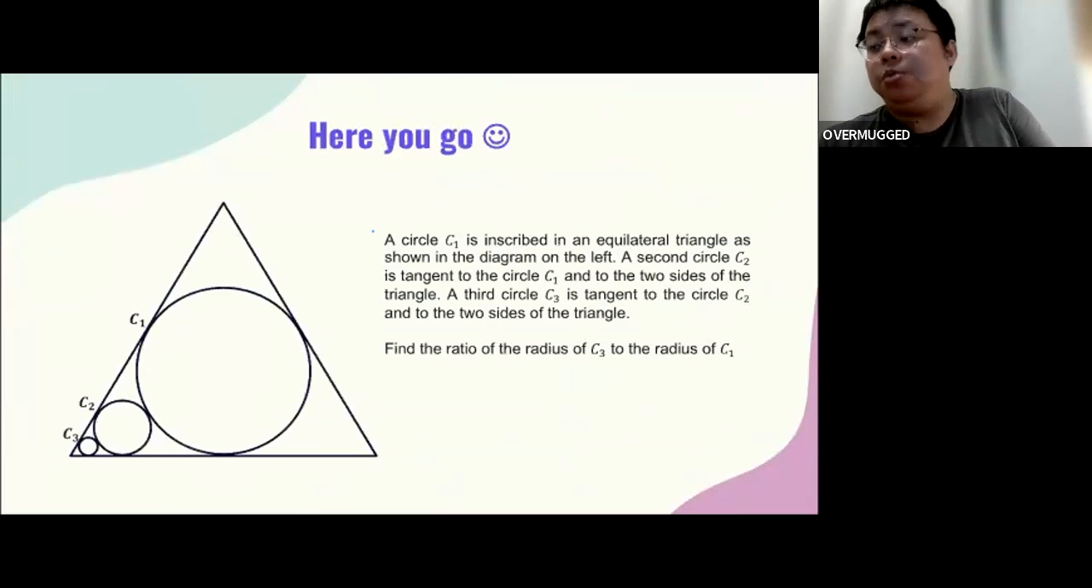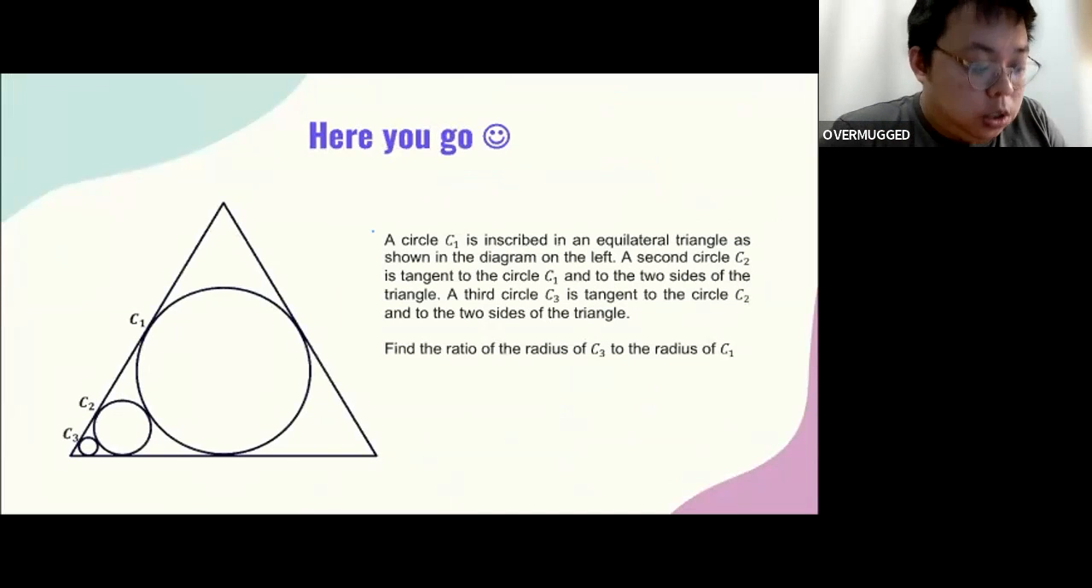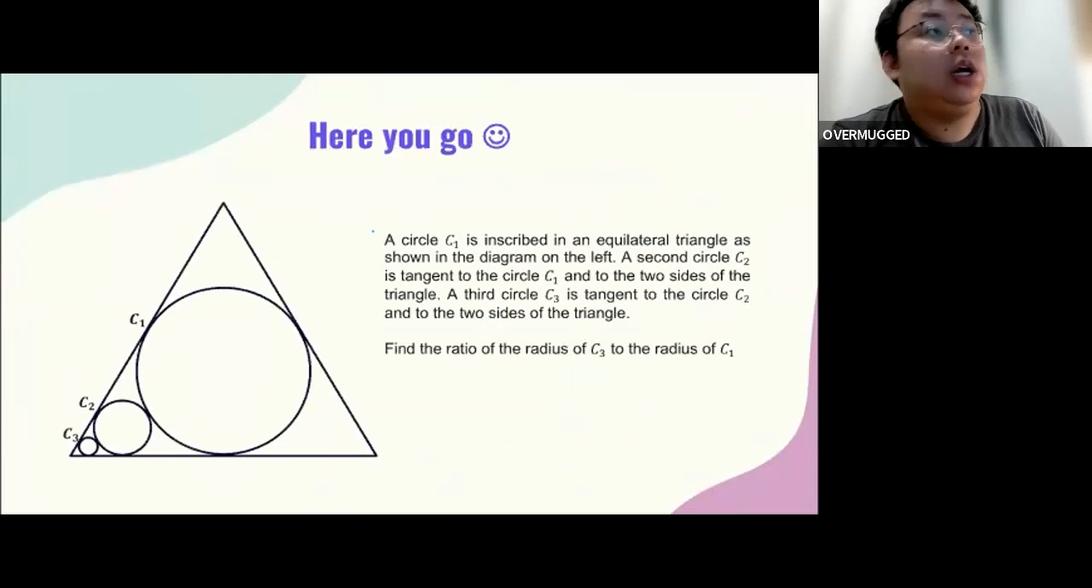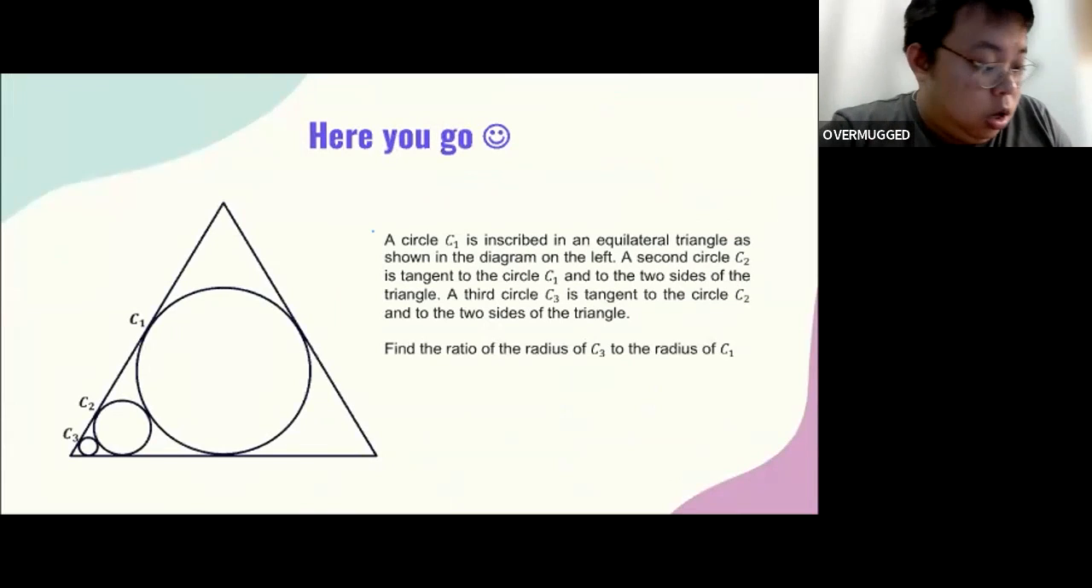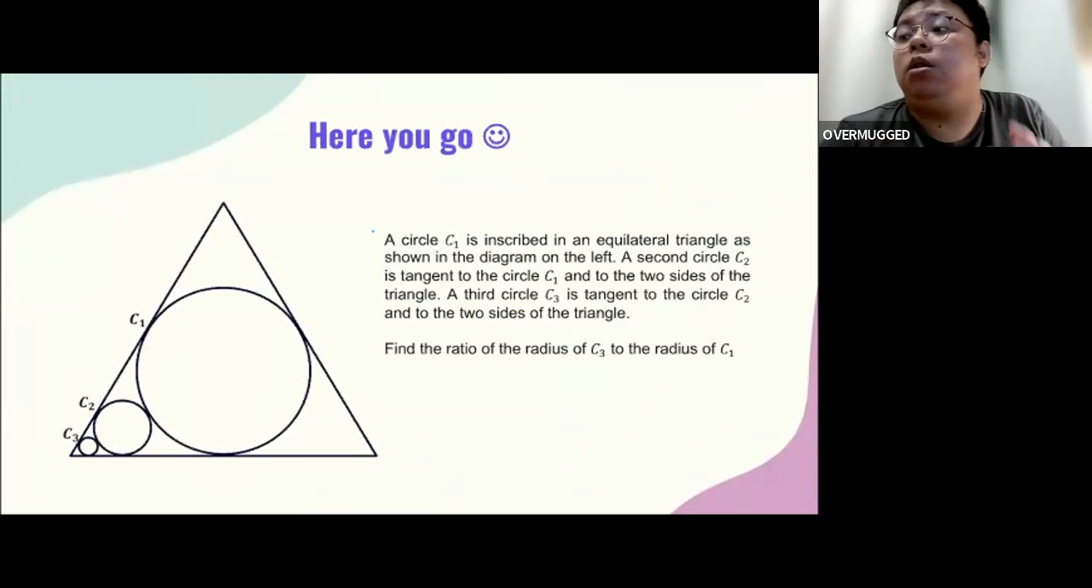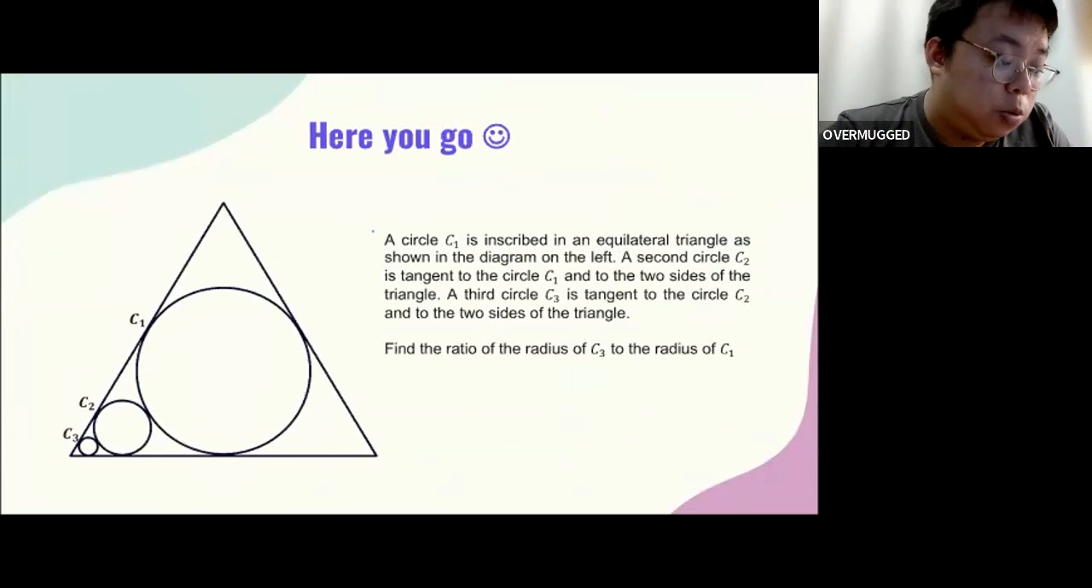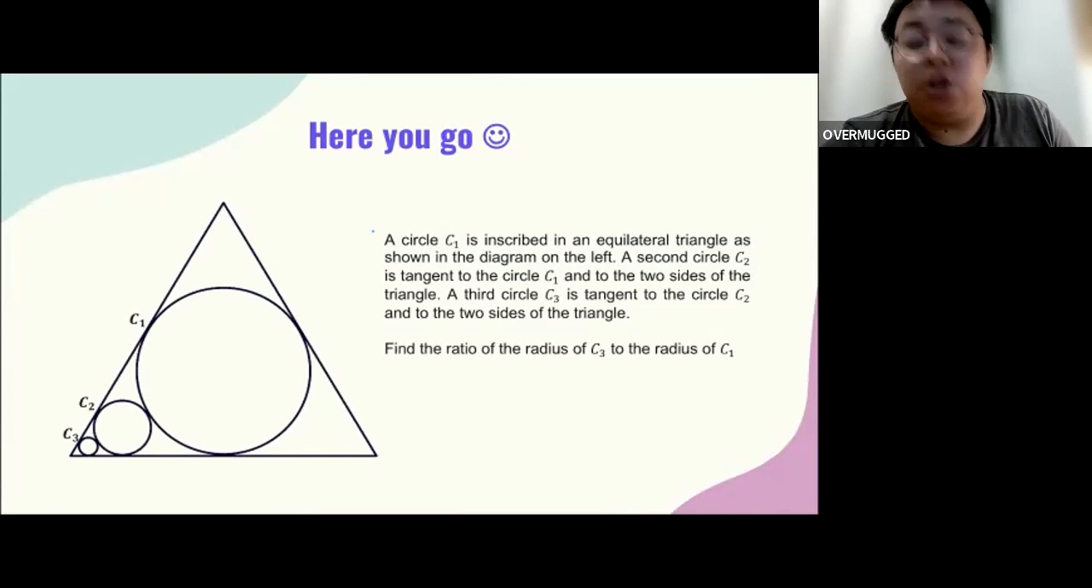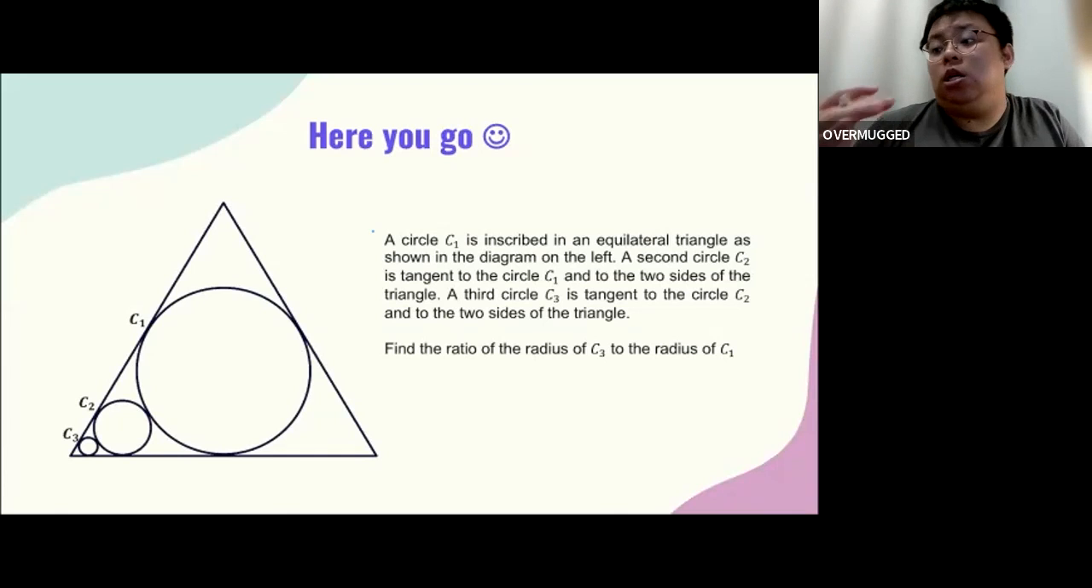I'm going to read the question to you, in case it's a little bit blur. You have a circle C1 that is inscribed within an equilateral triangle, as shown in the diagram on the left. Next, you have a second circle C2, and this circle is tangential to the circle C1 and to the two sides of the triangle. You have a third circle C3, and this is tangential to C2 and also to the two sides of the triangle. I need you to give me the ratio of the radius of the circle C3 to the radius of the circle C1. The answer is the numerical value. You need to give it to me. I won't comment until someone gives me the correct answer.